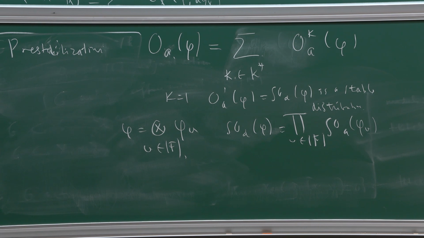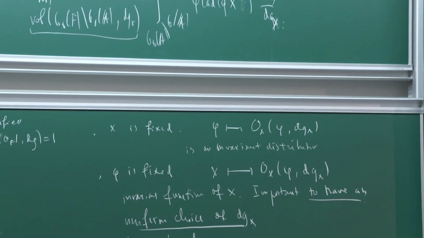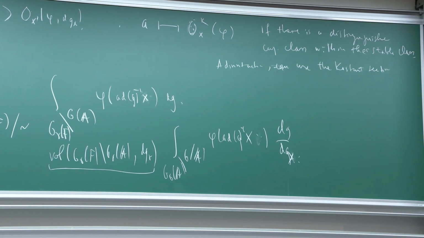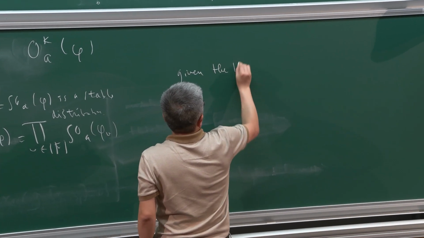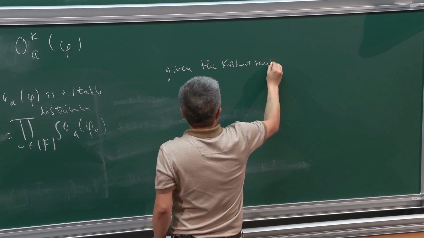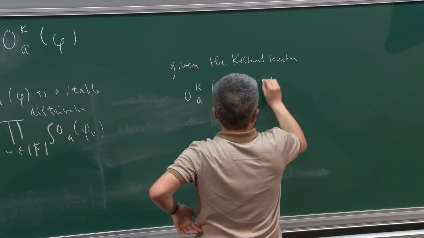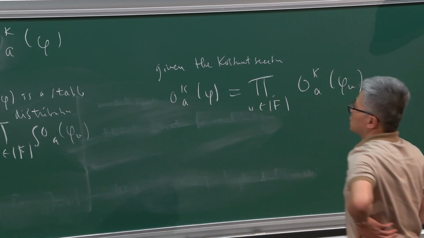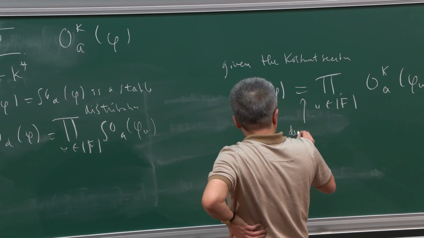But then there is actually some trouble with the kappa, because you cannot even write it locally; O kappa only is defined using the Kottwitz section. Given the Kottwitz section, you can decompose it as a product over v of O kappa A phi v. So this is unproblematic, but this is problematic. This really depends on the Kottwitz section.